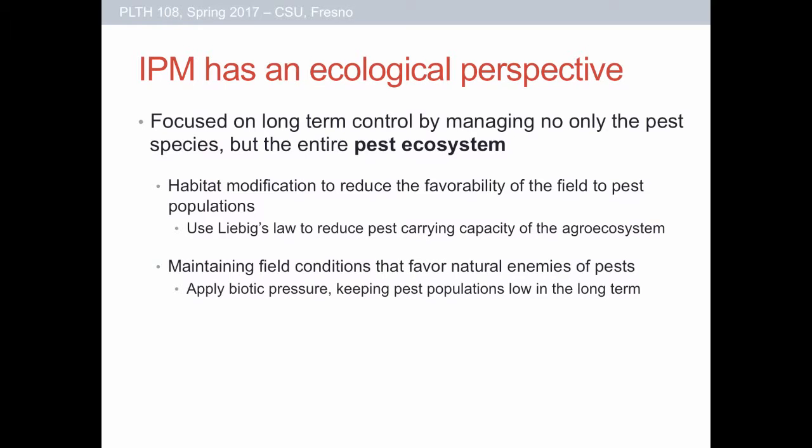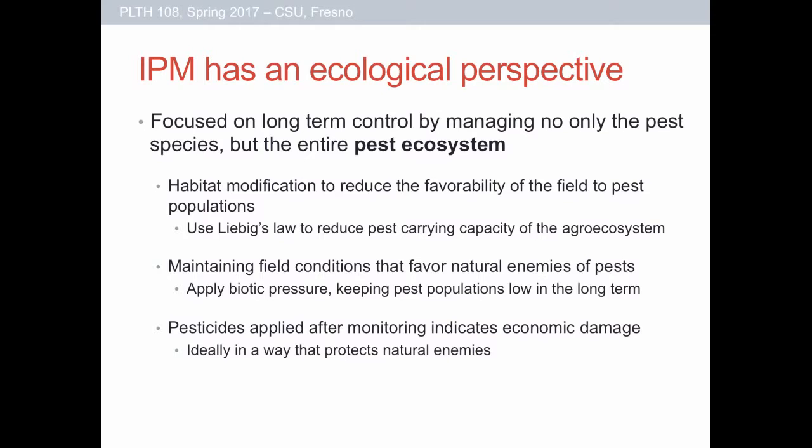But we also want to maintain field conditions that favor natural enemies of pests, so that essentially we have more biological pressure on them, pushing those populations down. And then finally, the idea that pesticides are allowed to be used. Pesticides are a powerful tool. We can't really grow food in such huge amounts as we do now without the use of pesticides, but pesticides at the same time shouldn't be used ahead of time, but really should be used prescriptively. Used in a situation where you have economic damage coming down the road, or you expect there will be damage, and you want to head off a problem before it gets there.